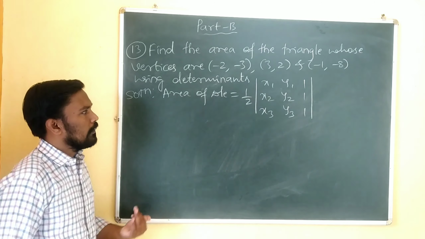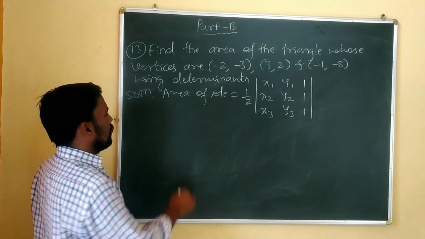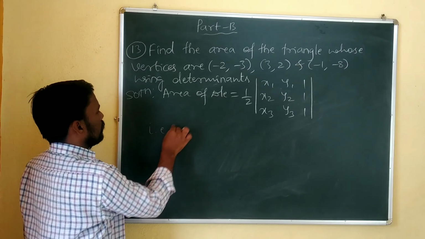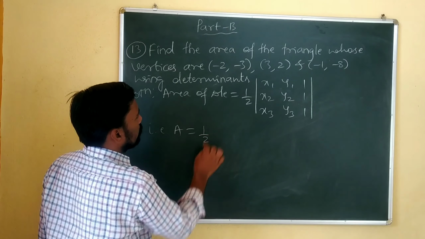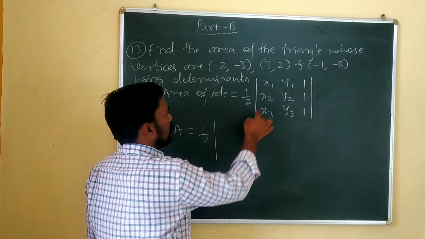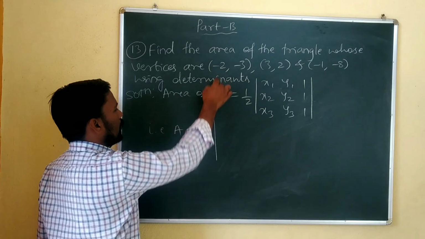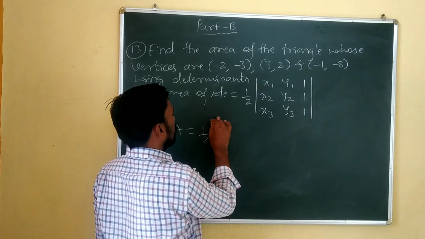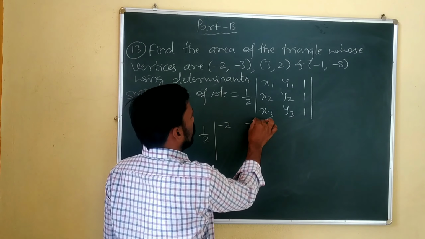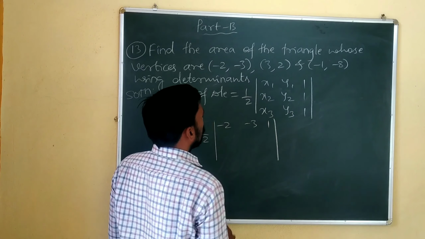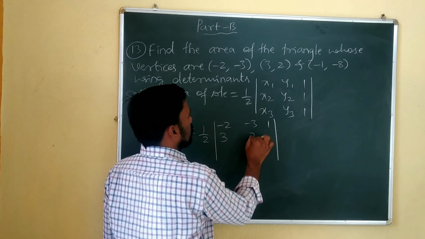Very important question and easy. Let me take the area as simply A. That is A is equal to half into the determinant. Now do the substitution. x1, y1 is nothing but the first vertex, minus 2, minus 3, 1. And similarly 3, 2, 1.